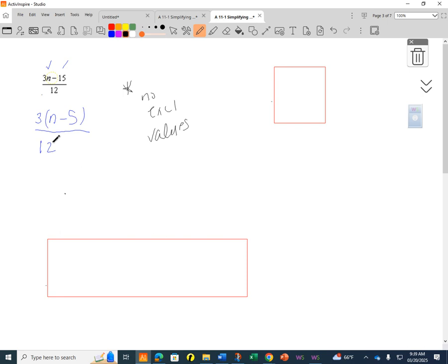But we can simplify this because 3 is a factor in the numerator, and 3 is also a factor of 12. So 3 comes out of 3 once, 3 comes out of 12 4 times. So this fraction simplifies to n minus 5 divided by 4 with no excluded values because there was no variable in the denominator. So far, so good?